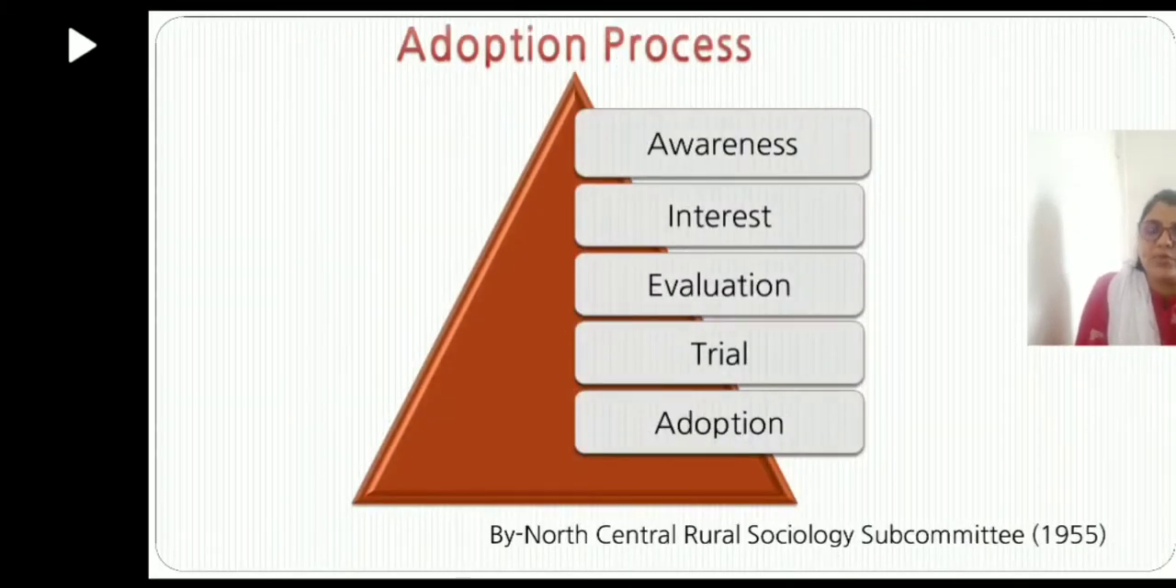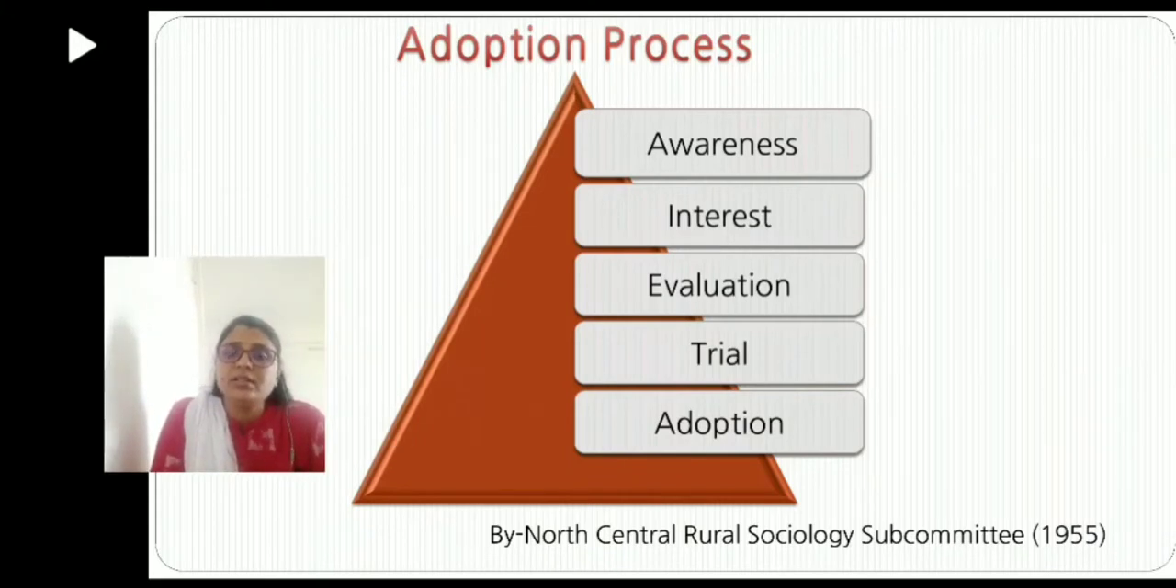So the adoption process has 5 steps. What are they? First is awareness, then interest, evaluation, trial and adoption. These are the 5 steps under the adoption process. We are going to discuss one by one what awareness, interest, evaluation, trial and adoption are. I want to take one example here, so it will be easy for you to understand.